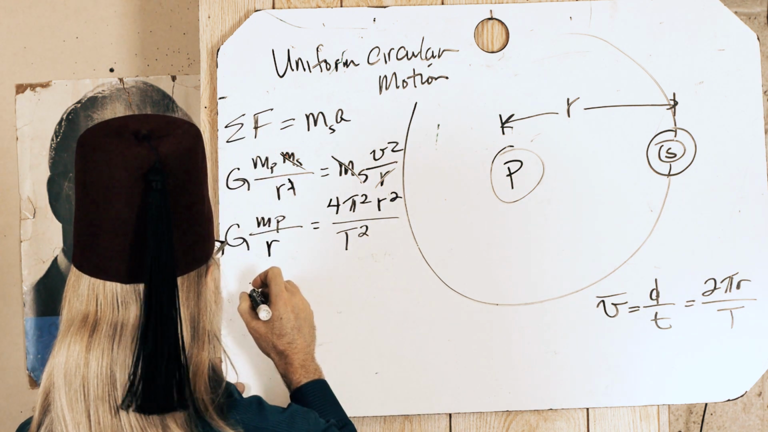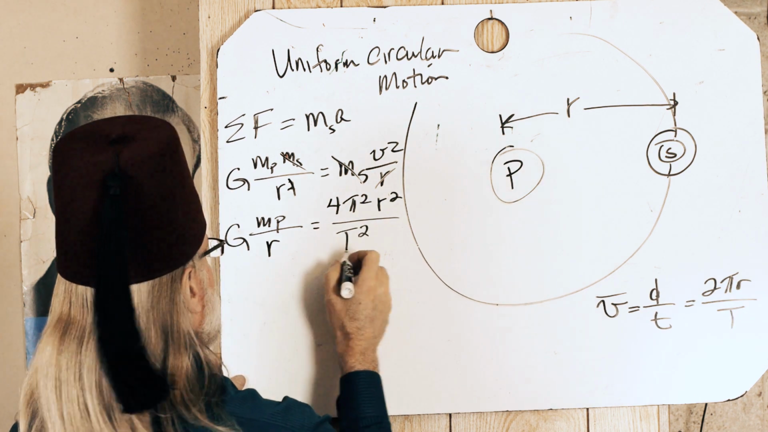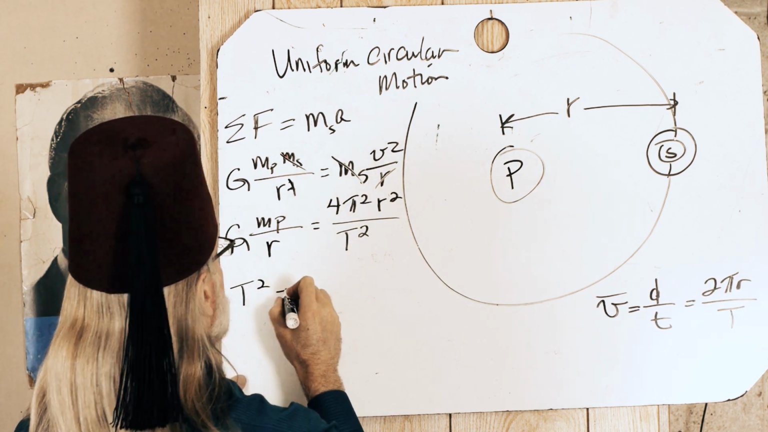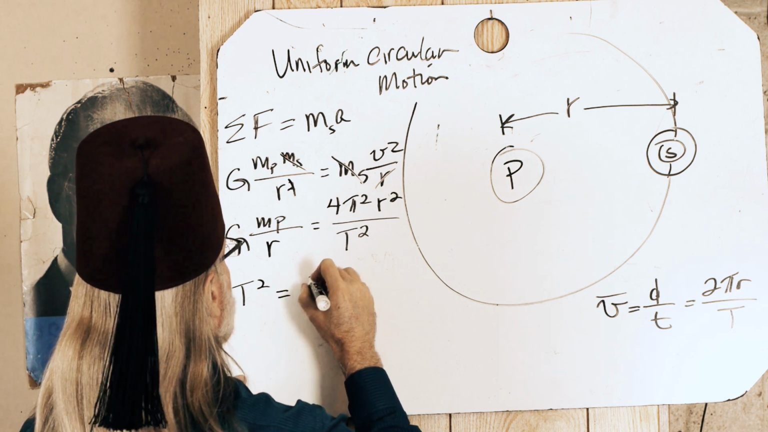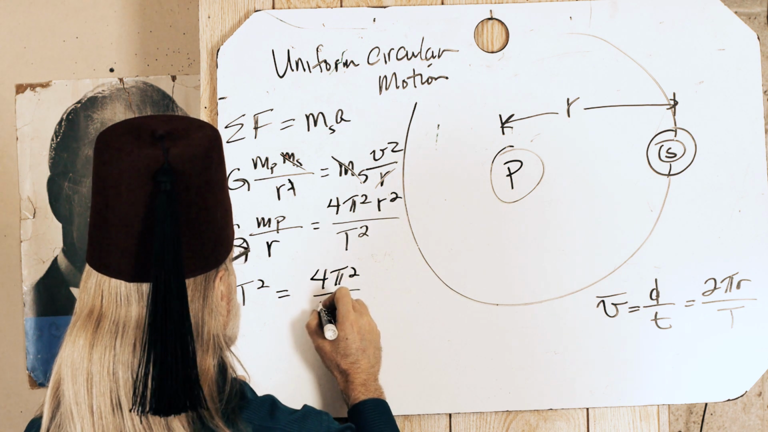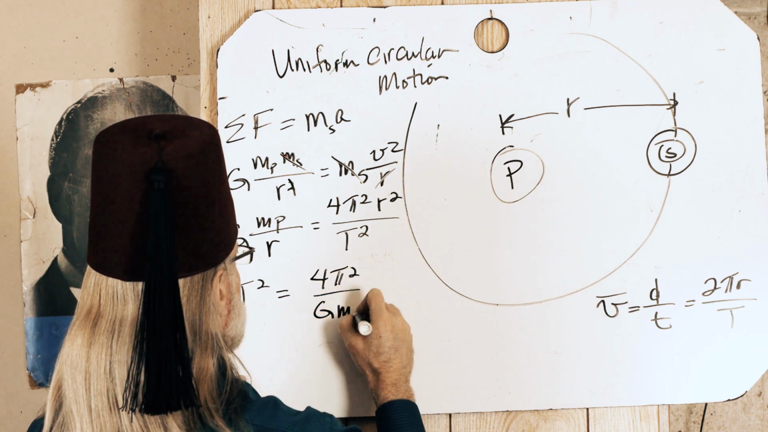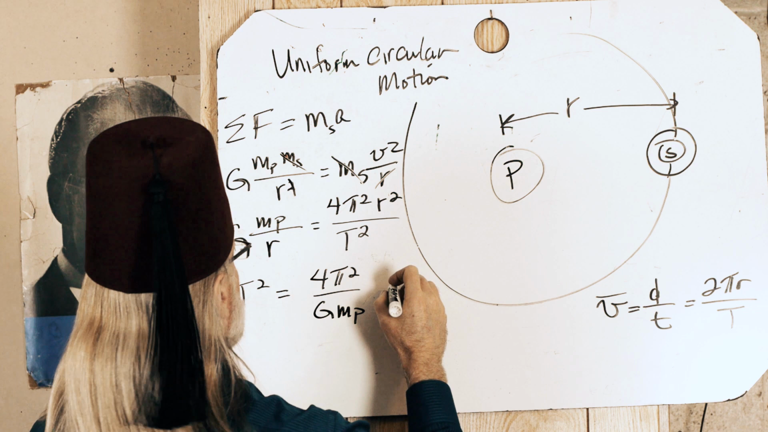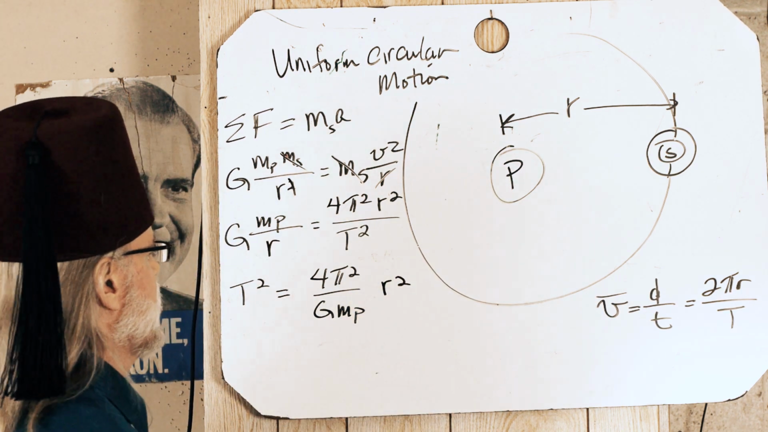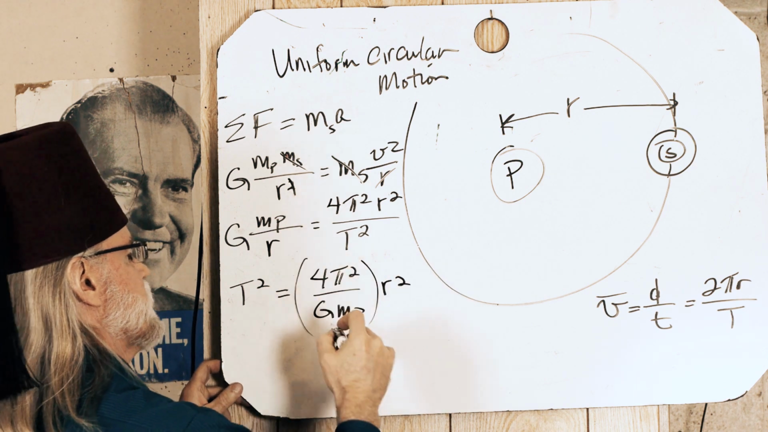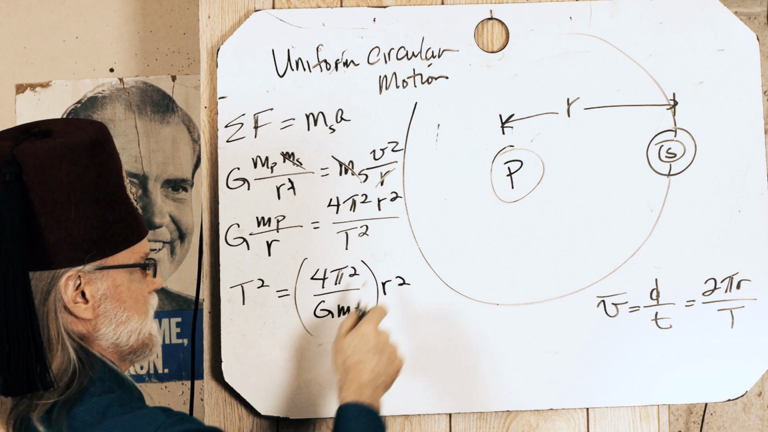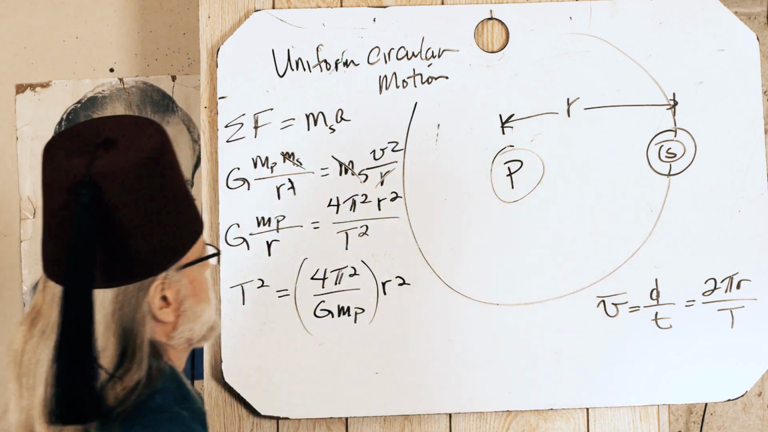All right, so we can put it in many terms. Let's get T squared by itself. We could say T squared equals 4 pi squared over G MP R squared. All right. Now we notice this right here is a constant: 4 times pi squared times the universal gravitation constant times the mass of the planet, which we assume stays constant.